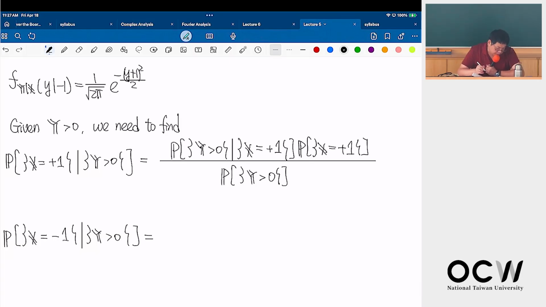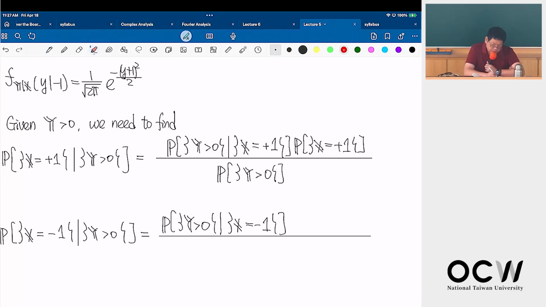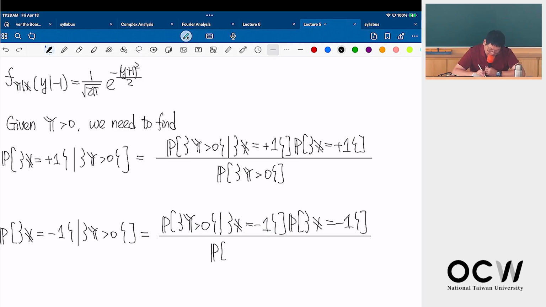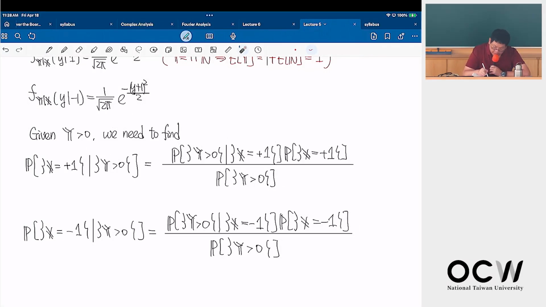For x is minus 1 given y greater than 0, then by Bayes' theorem, it is the probability y greater than 0 given x is minus 1, times the probability of x is minus 1. So we need to find this.